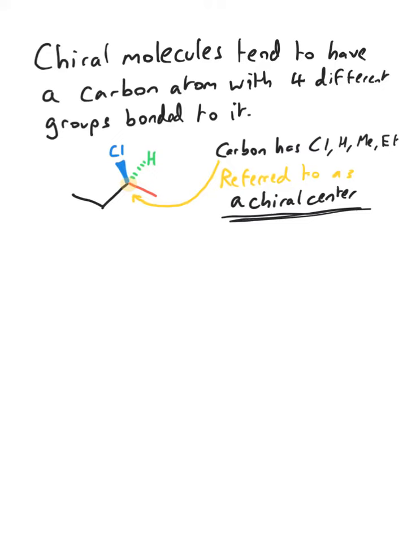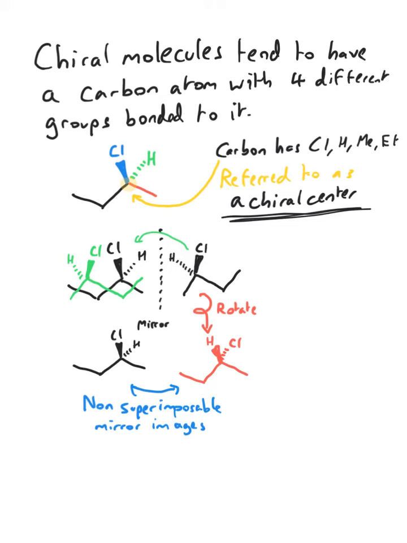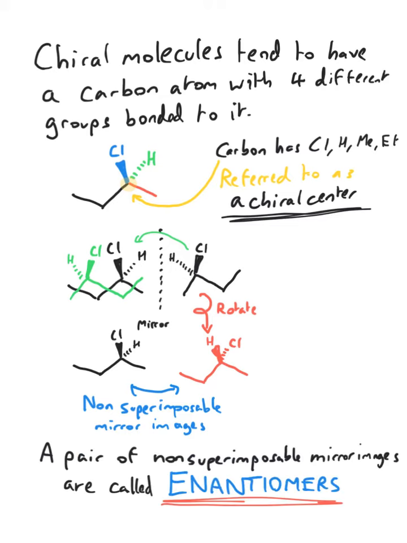Now let's draw the mirror image of it. Okay, notice that clearly we can't just put them on top of each other, so we're going to have to rotate one of them. Once we rotate it, you will notice that in one of them the chlorine is pointing outwards, whilst in the other one the chlorine is pointing inwards. They are non-superimposable mirror images. A pair of non-superimposable mirror images are called enantiomers.